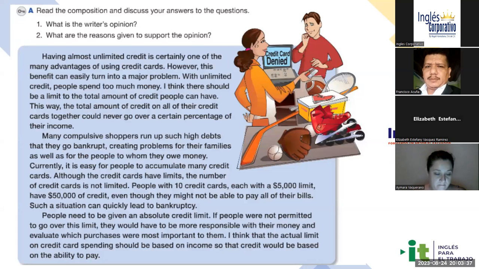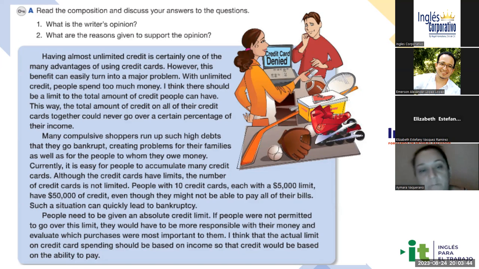Many compulsive shoppers... Me, teacher. Thank you, Emerson. Many compulsive shoppers run up such high debts that they go bankrupt, creating problems for their families as well as for the people to whom they owe money. Currently, it is easy for people to accumulate many credit cards. Although the credit cards have limits, the number of credit cards is not limited. People with 10 credit cards, each with a $5,000 limit, have $50,000 of credit, even though they might not be able to pay all of their bills. Such a situation can quickly lead to bankruptcy.